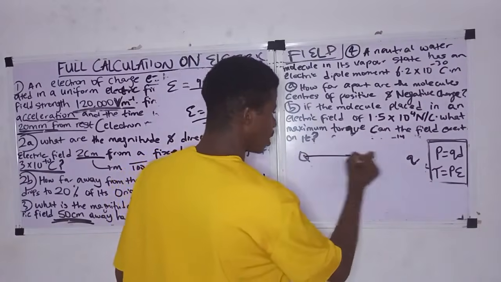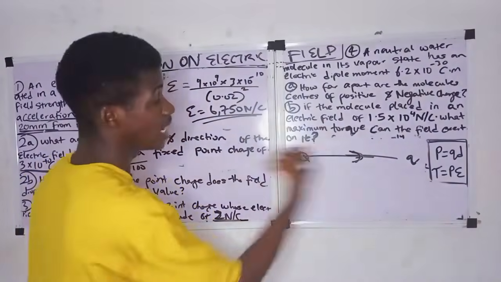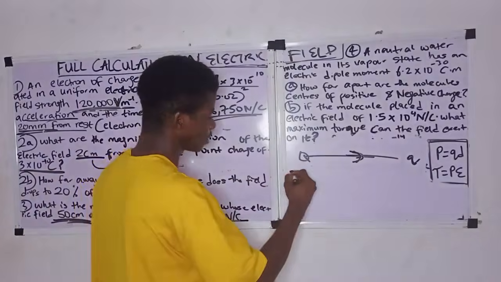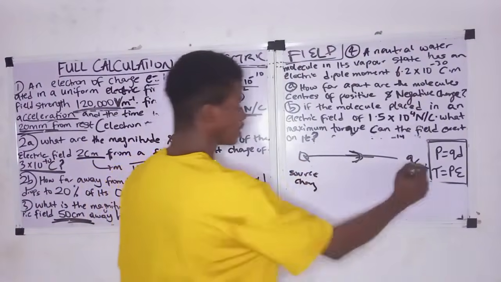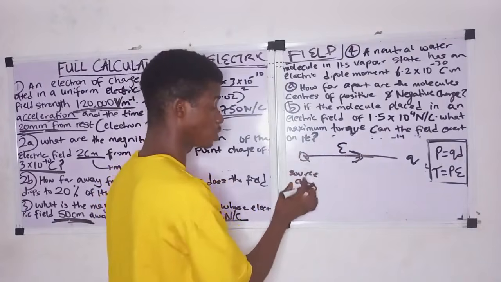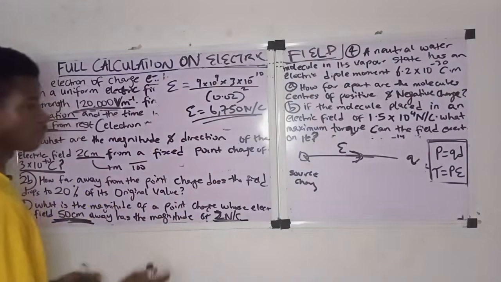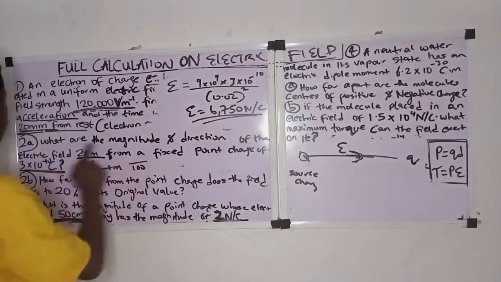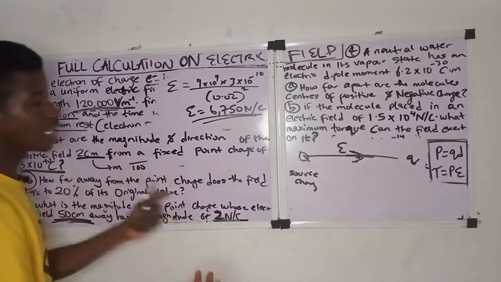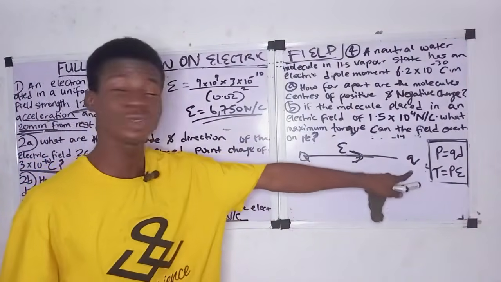Now, the source charge exerts an electric field. Let's say this source charge is a positive charge. The electric field of this source charge is acting on what? On this point charge, right? Now let's go back to the first question, where they asked for the magnitude of the electric field 2 centimeter from the fixed point charge. Let's say the electric field we calculated earlier is the electric field of this source charge acting on this point charge.